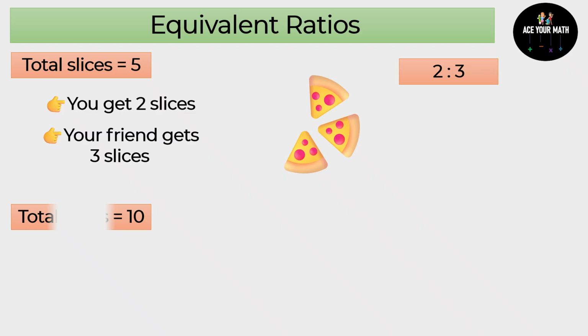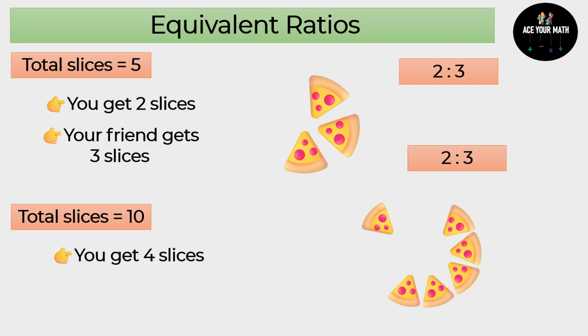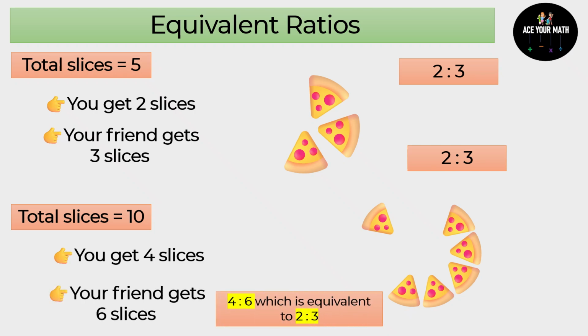Now let's say this time you have 10 slices of pizza. So in total there are 10 slices. And again you and your friend decided to divide it in the same ratio, that is 2 is to 3. Okay, now the slices have increased. So earlier you were getting 2 slices. So this time you will get 4 slices of pizza and your friend will get 6 slices of pizza. And if you write it in the ratio, it is 4 is to 6. And if you write it in the simplest form, it will become 2 is to 3.